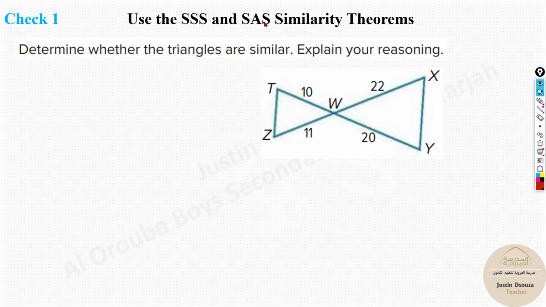It will be the SSS or SAS. Now I'll do this check problem quickly. Look over here. How many sides are given? 1, 2, 1, 2. Both triangles have 2 sides. All the 3 sides are not visible.